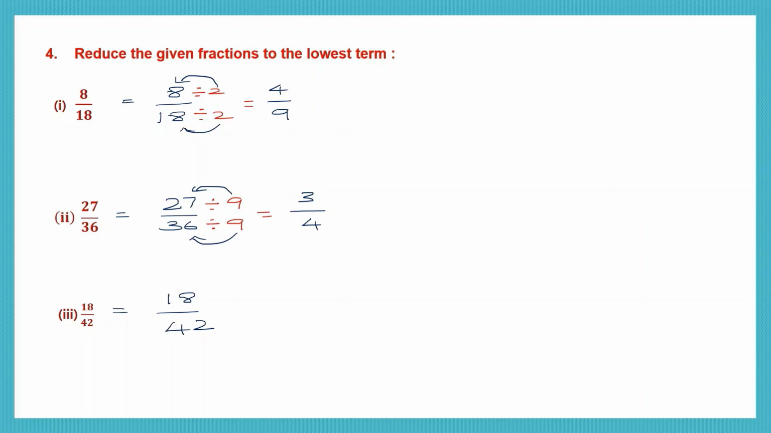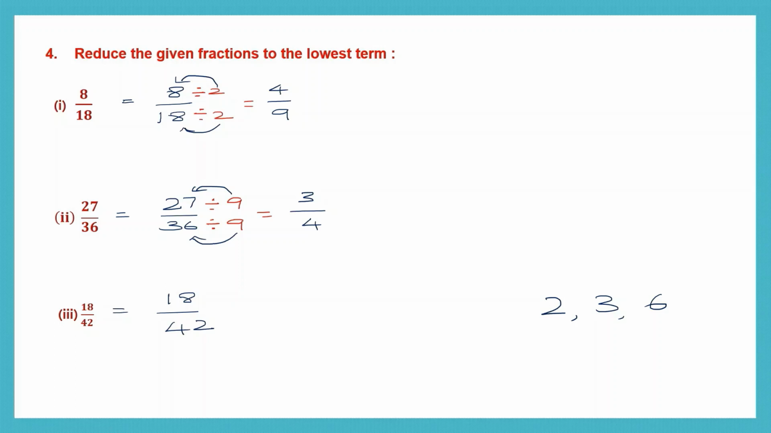18 and 42 are both divisible by 2. So they are both divisible by 2 because they are even numbers. They are also divisible by 3 because 18 is already in the tables of 3 and 42, 4 plus 2 is 6. That means it is divisible by 3. Now think of another number that can divide 18 and 42. What about 6? 6 threes are 18 and 6 sevens are 42. So it's divisible by 2, 3 and 6.